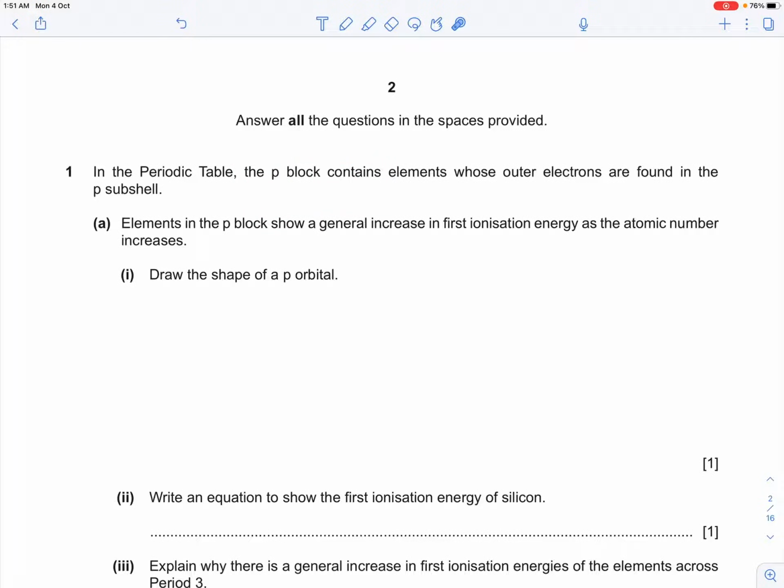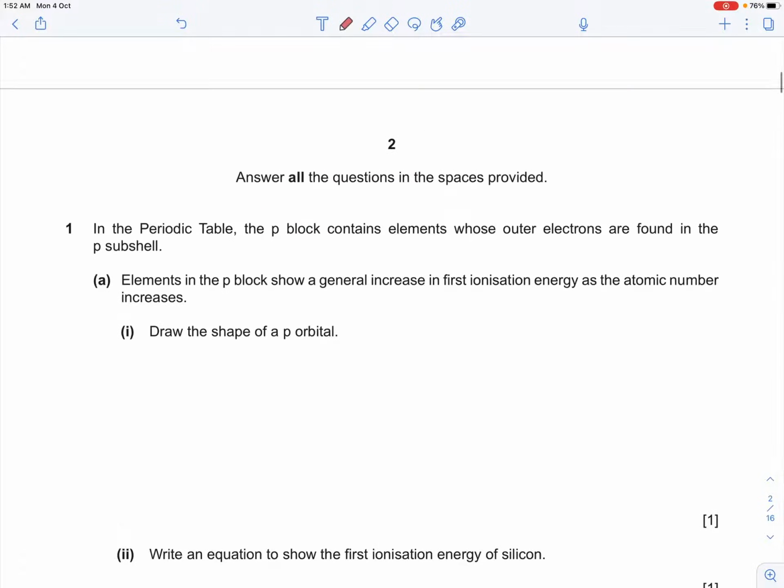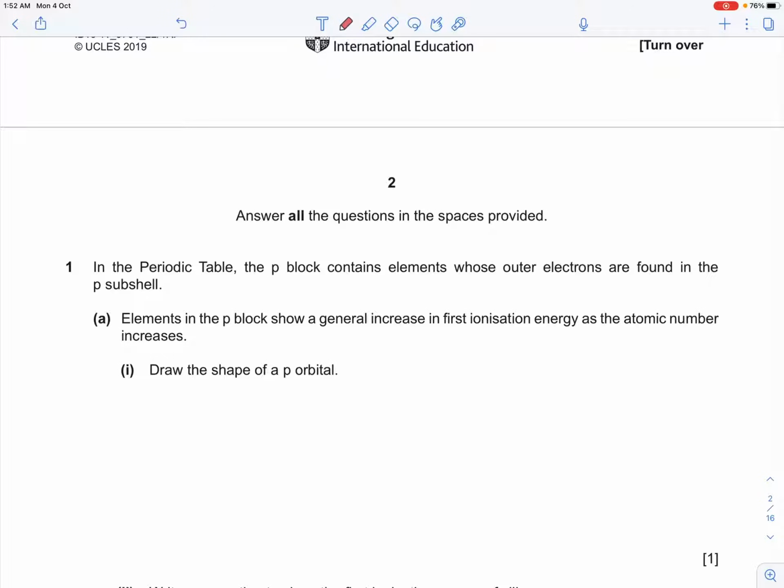And I hope you know that the periodic table has four blocks: S block, D block, P block, and F block. The S block contains groups 1 and 2. The D block contains the transition elements, and the P block contains elements of the third group, fourth group, and so on. There are six groups present in the P block, and then the F block is at the bottom of these blocks, right?